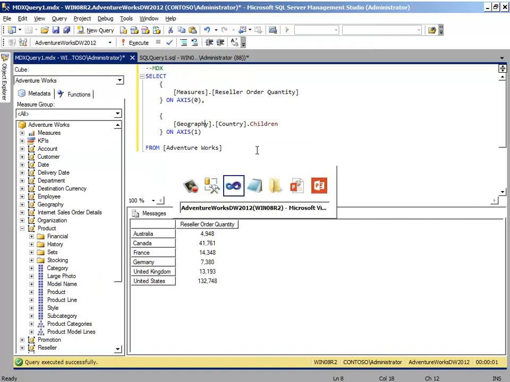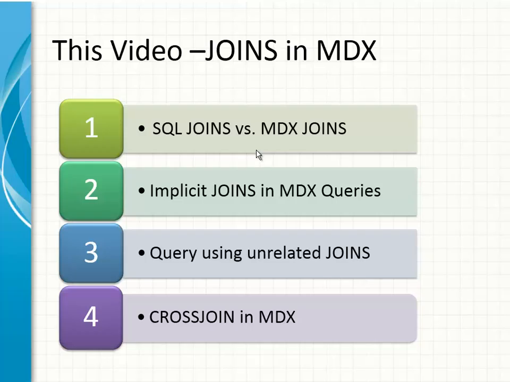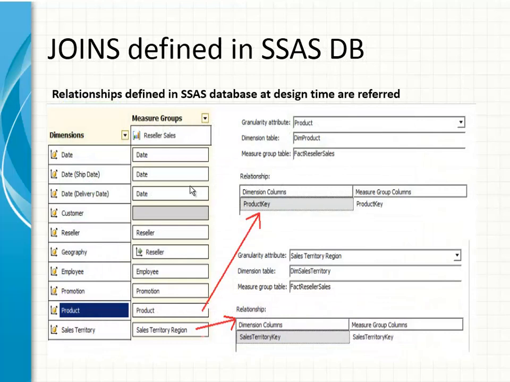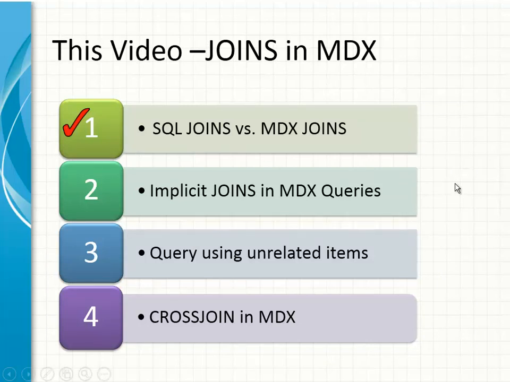Let's switch back to our presentation. So this again is showing what we just saw in Visual Studio, how the relationships are defined as part of the database design in Analysis Services. So that covered our SQL joins versus MDX joins. We saw how SQL joins differ in comparison to MDX joins, where in SQL it becomes part of the query, and in MDX the joins are described as part of the database design. We saw the implicit joins in MDX query.